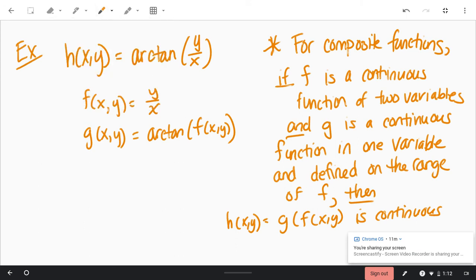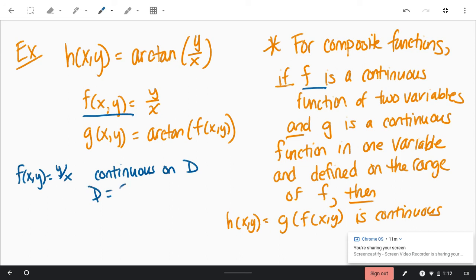So we've got our f is a continuous function in two variables. It is continuous on its domain, right? As long as x does not equal 0, it's continuous on D, where D is all xy such that x does not equal 0. Y can be whatever we want.